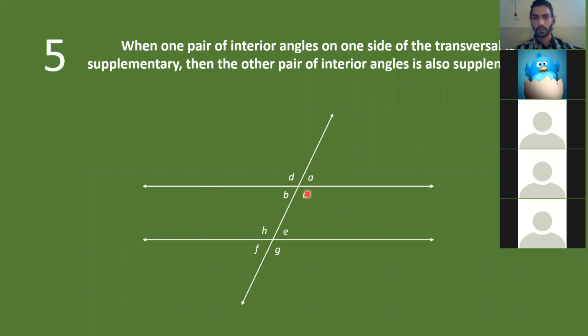Let's say angle C and angle E, if we add them, is equal to 180 degrees, then I can say that all other pairs of interior angles are also supplementary. So angle C and E are 180, angle B and H will also be 180. So that's what I know. This is the fifth property.